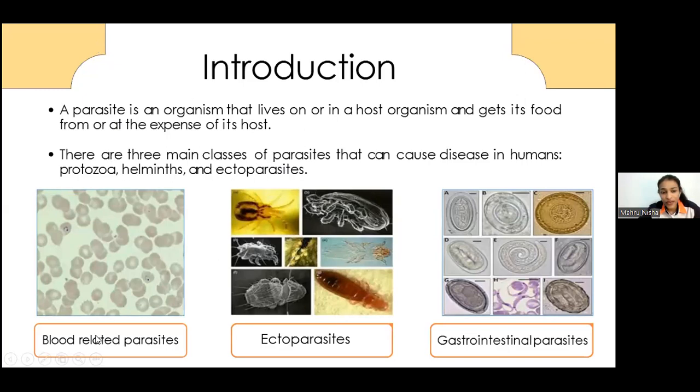Like for example, you have blood-related parasite, mainly we learn on malaria. Aside from that, you have ectoparasite, lice and mites that live on the human body. And gastrointestinal parasite, parasite that is found in the human intestine. This one we can divide into 2 categories. One is worms, another one is protozoa. Protozoa such as cyst, giardia, blastocystis and so on.